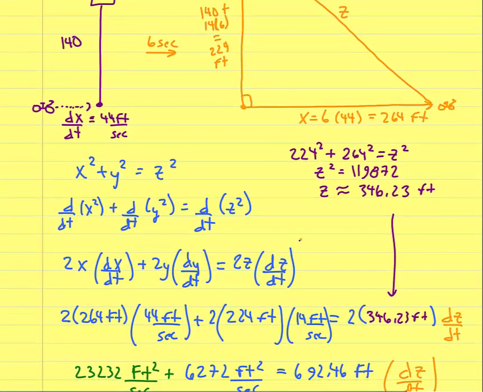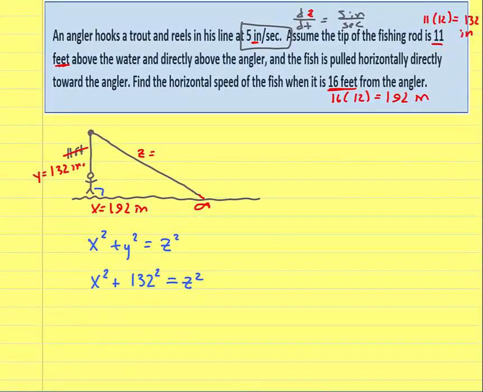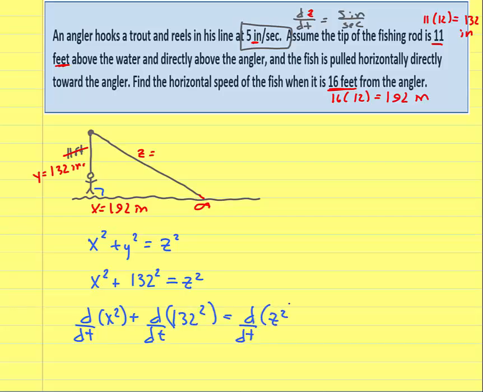Yep, so this one here would be my related rates equation. And again, I keep going back to make sure I specifically name that, because a lot of times your homework specifically asks for it. We need to come up with a related rates equation here, so I'm going to take the derivative of these with respect to time. So the derivative with respect to time of x squared plus the derivative with respect to time of 132 squared equals the derivative with respect to time of z squared.